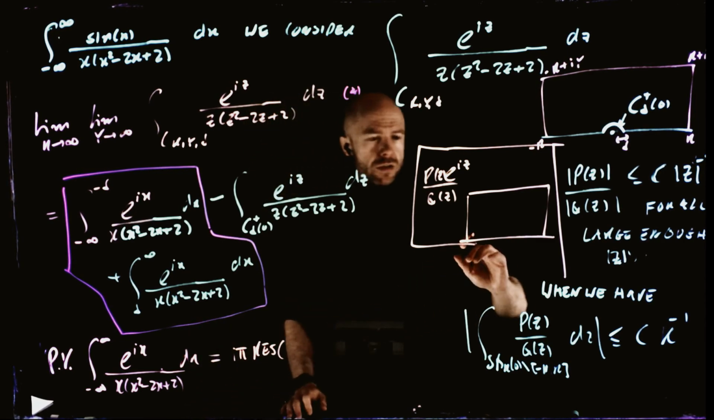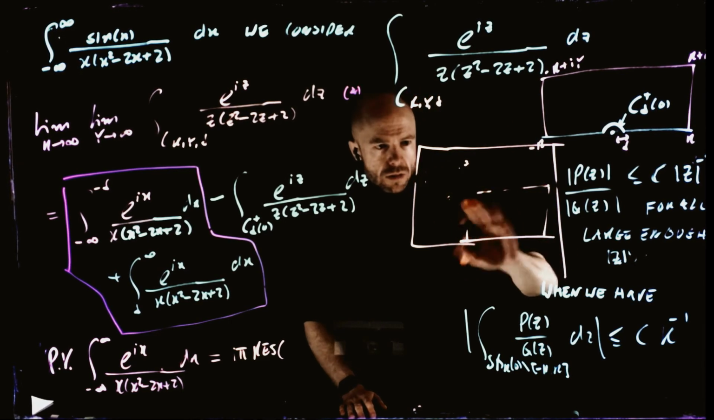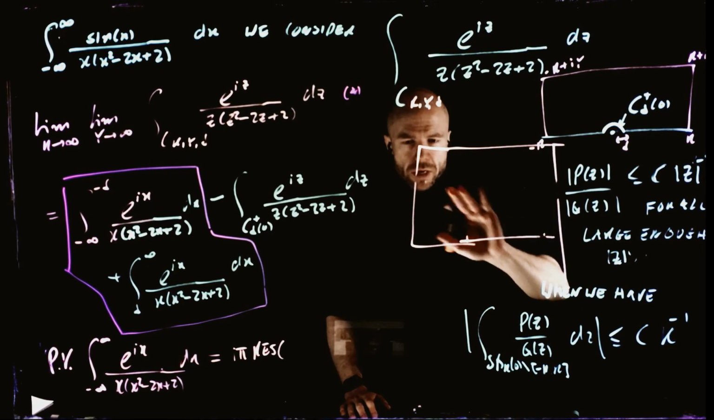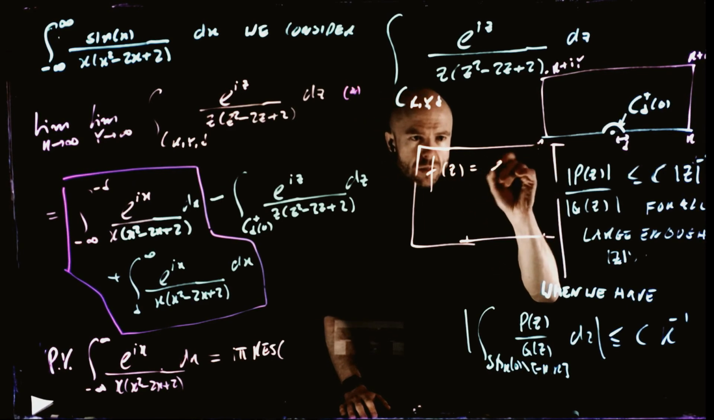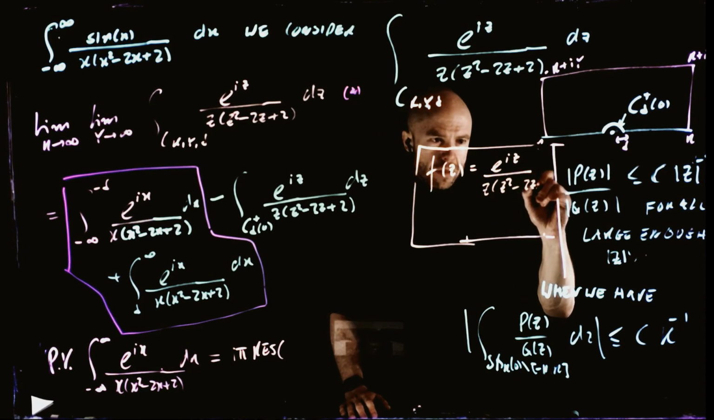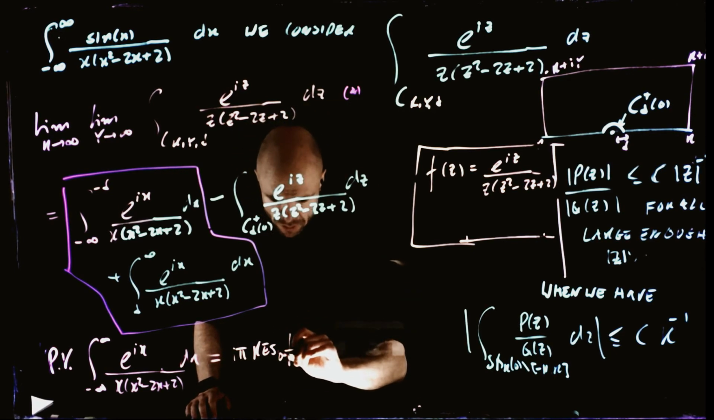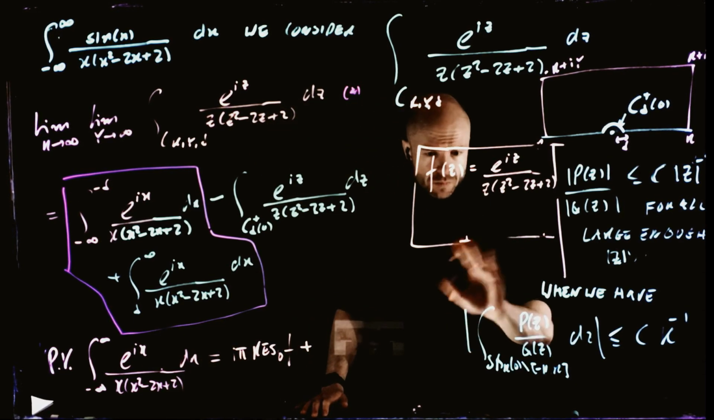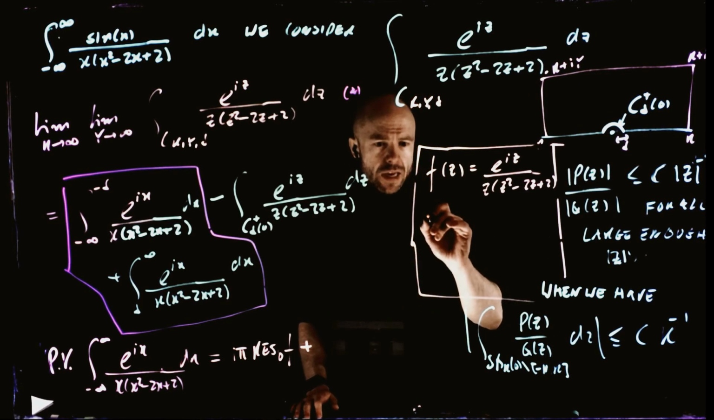Let's simplify notation, and let's get rid of this. Let's simplify notation and let f of z be this function, e to the iz over this thing, z squared minus 2z plus 2. Okay, so this is the residue at 0 of f. Okay, and then all the other poles. Well, what poles do we have? If we look at the bottom, and let's see what we get when we factorize this.